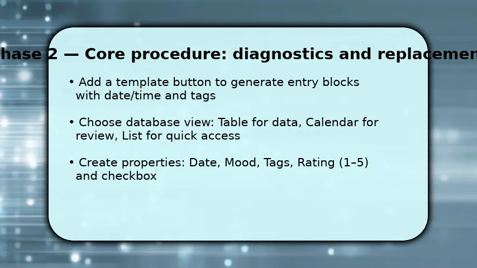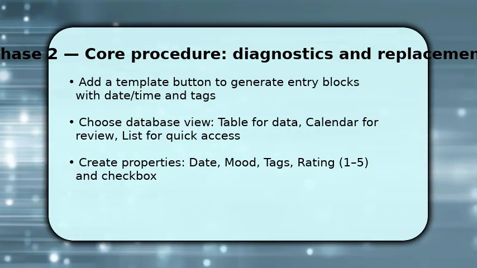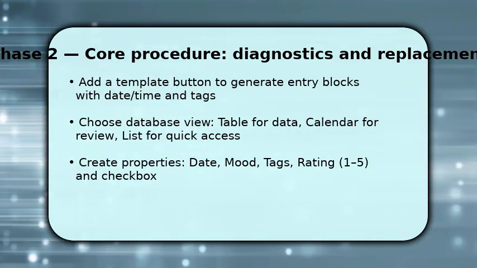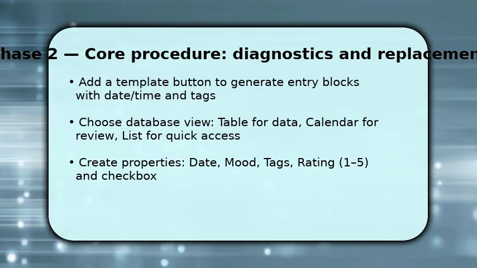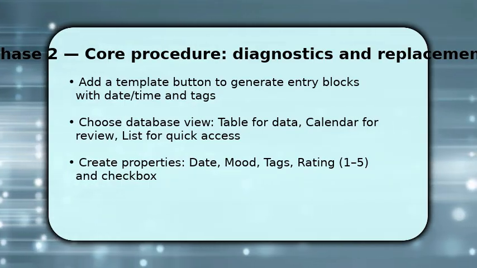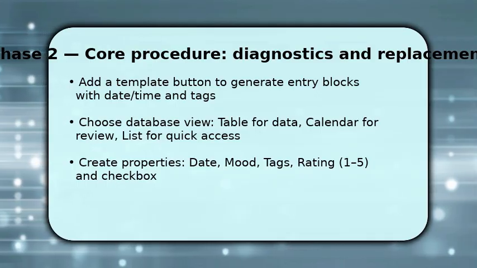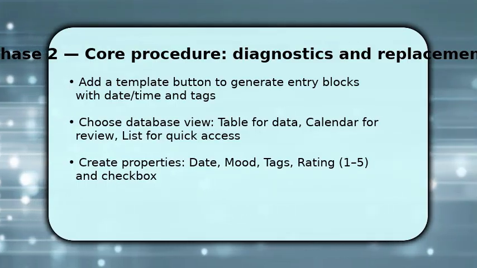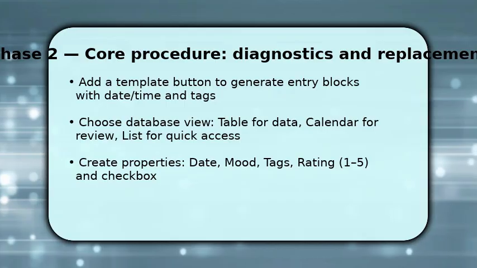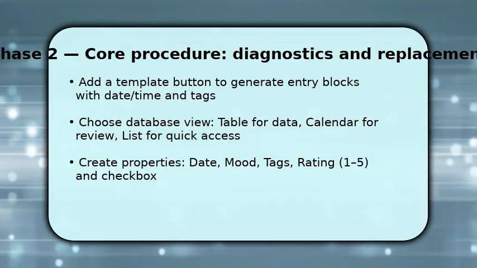You should pick one database view for your habit: calendar for streaks, table for analysis, list for fast scrolling. Then add properties: date, mood, tags, a rating from 1 to 5, and a checkbox for completed. Once finished, test the template by creating an entry. This keeps consistency and makes reviewing simpler.